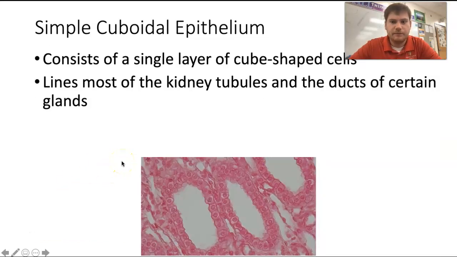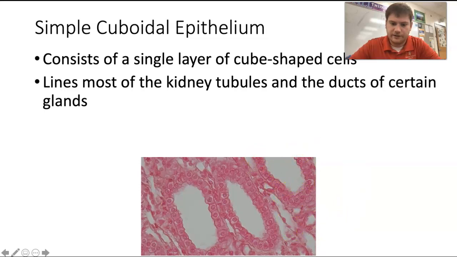Next is simple cuboidal epithelium. Simple meaning they have one layer, cuboidal meaning they're shaped like cubes, and epithelium is their lining. So it's a single layer of cube-shaped cells. These are your cube-shaped cells. These two are two different ducts, probably somewhere in your kidneys. And these are the layers that we're talking about.